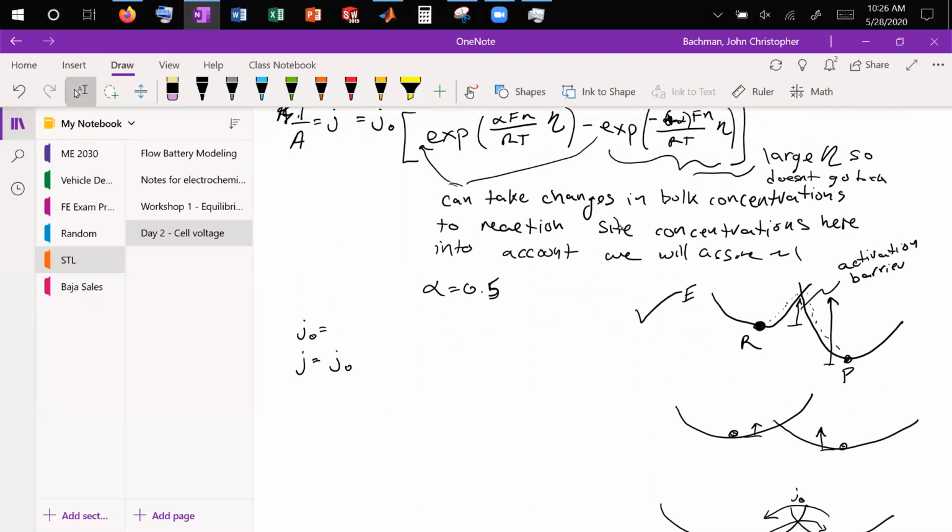So this J naught is going to be Faraday's constant times K naught. And this is actually what you need to look up. This is the standard reaction rate constant, right? This is usually found from experiments.